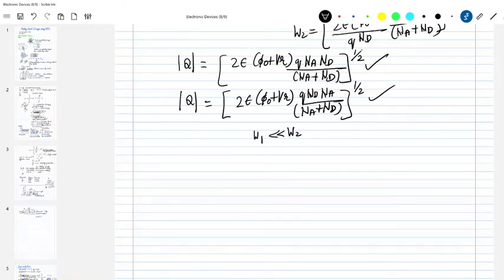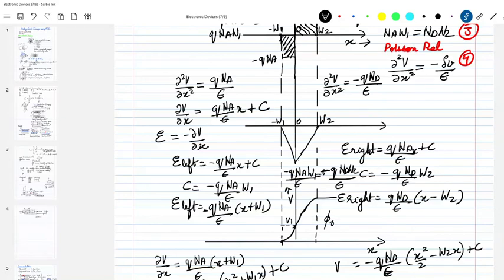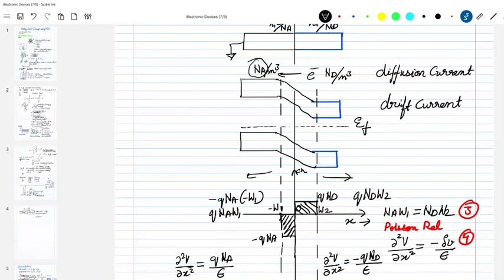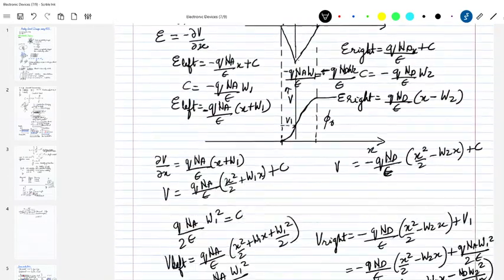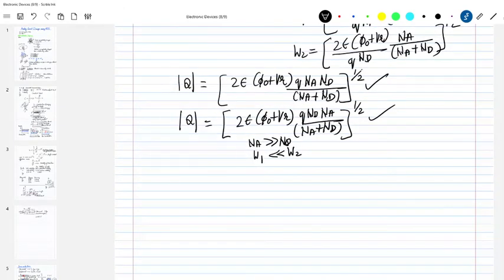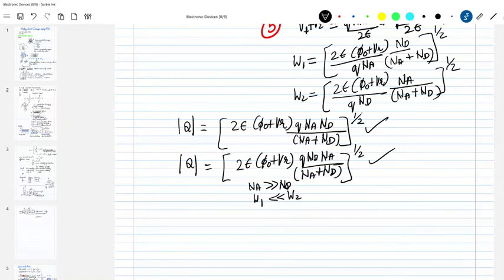So this becomes one-sided. If Na is much larger than Nd, then W1 is much smaller than W2. So the depletion region exists only on one side, which is the lightly doped side, which in this case is Nd, the n-type. These are called single-sided junctions. In that case W1 will be approximately 0, because Na is much larger than Nd, so this term will become 0 and W1 will become 0.